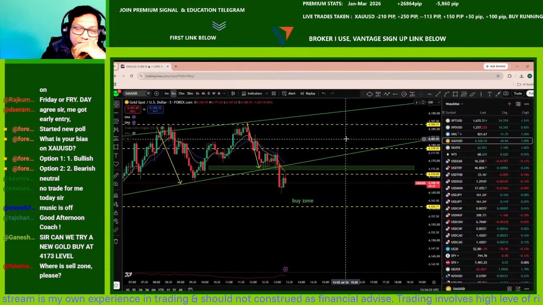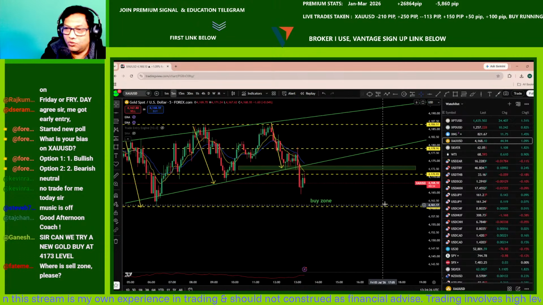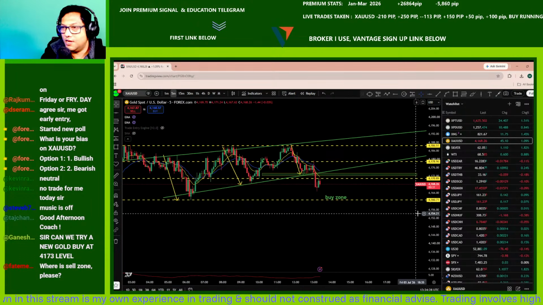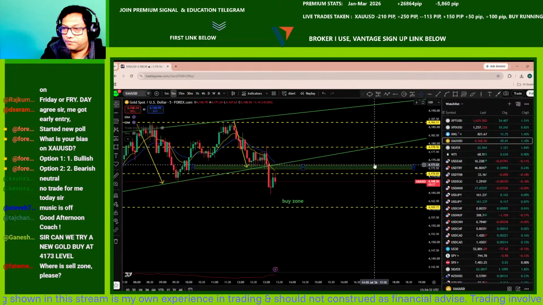This is the sell zone we are looking at here. And once you can see the market has tested that level, we will be looking at that entry opportunity at a key area of value.